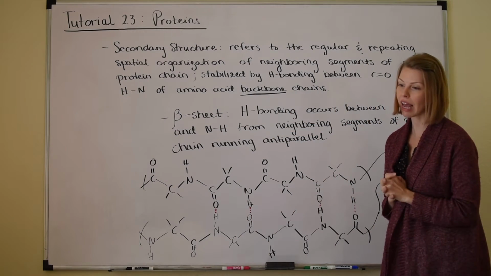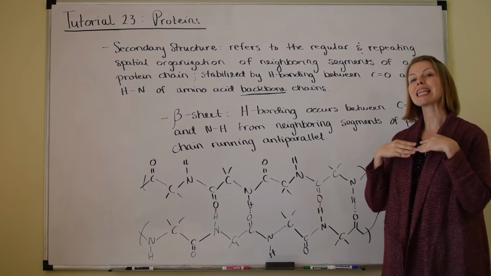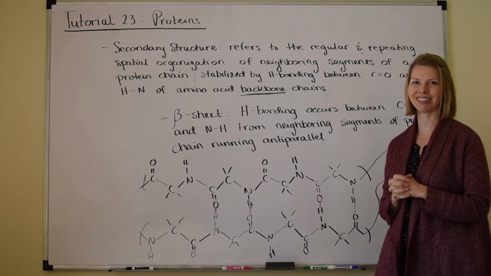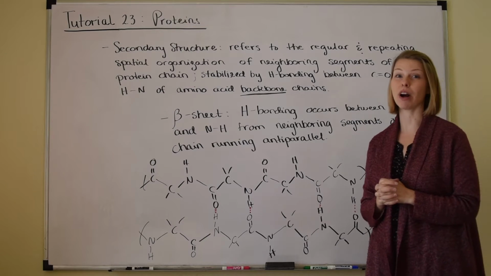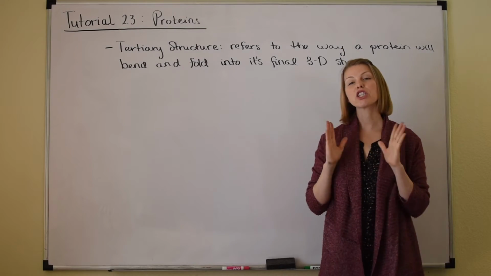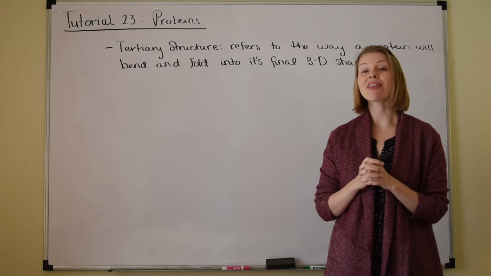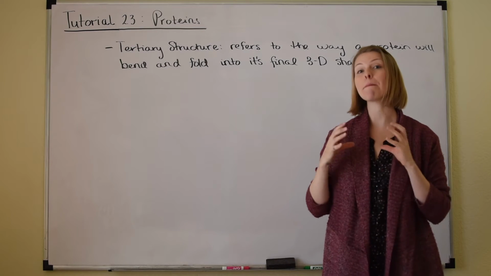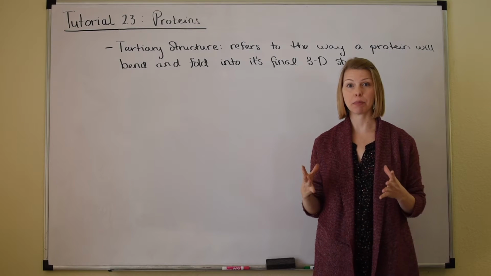Okay, so let's go ahead and erase here, and we're going to go on to talk about the next level of protein structure. It's not this simple. It's not just primary and secondary structure. There is a tertiary structure and a quaternary structure as well. The tertiary structure of a protein refers to the way that that protein will bend and fold upon itself to make up its final three-dimensional shape.